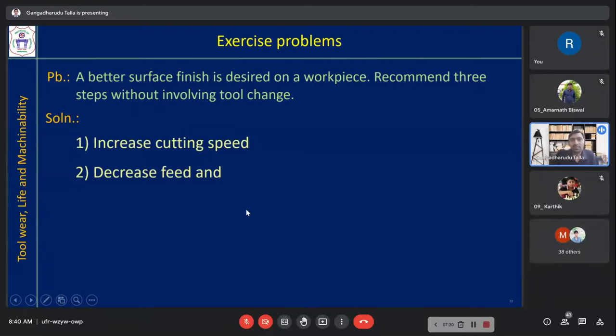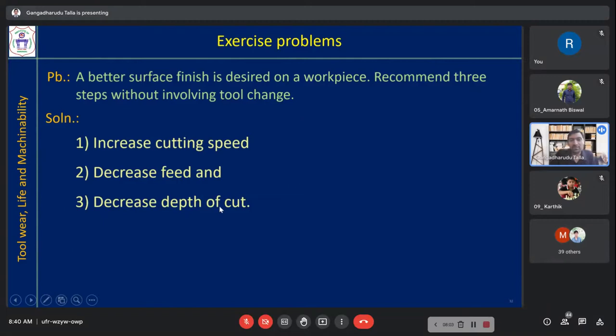Here we are mainly talking about speed, feed, depth of cut. So decrease the feed, increase the speed, decrease the depth of cut, sir. Yeah, that will also be one answer. Of course, definitely cutting fluid application will generally give good surface finish. But as of now, we have not talked about cutting fluid and its impact on the machining process.